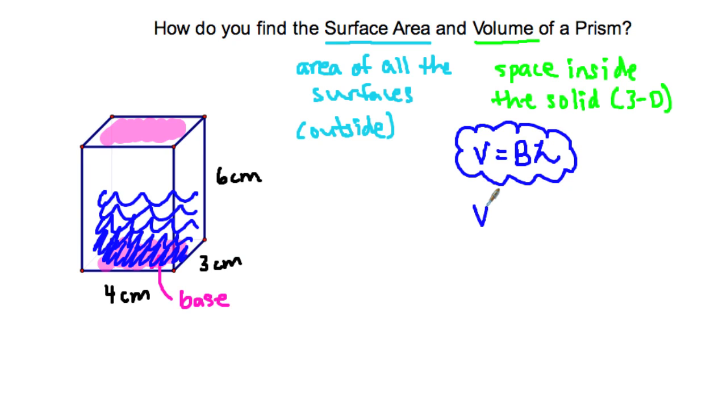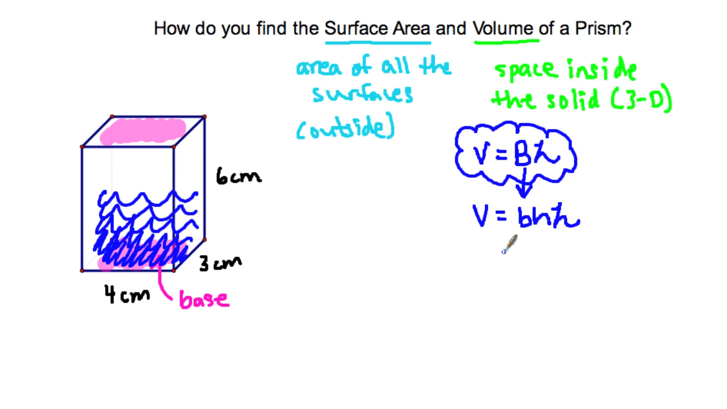Now what we're going to do is make it a little bit more specific for this shape. Volume equals, the big B is going to change to be the formula for the area of this particular base. So in this case it's a rectangle. And the formula for finding the area of a rectangle is base times height, and then we'll multiply by the height of the actual prism. So even though there are two h's, they mean different things. One's the height of the base, and one's the height of the entire prism.